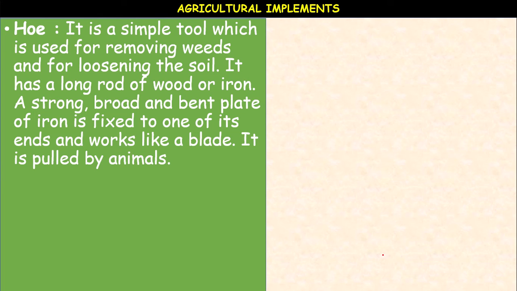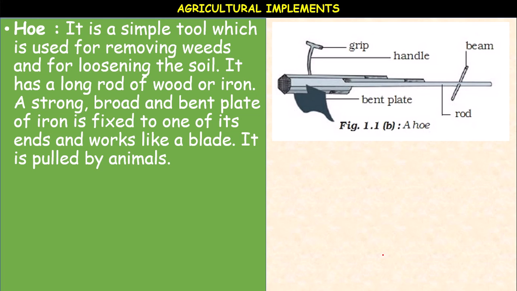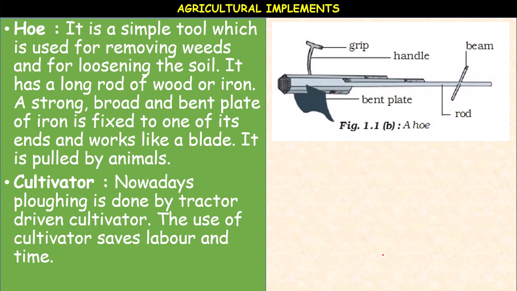It has a long rod of wood or iron. A strong, broad and blunt plate of iron is fixed to one of its ends and works like a blade. It is pulled by animals. This is the hoe. Hoe is having a grip, a handle, beam, rod, a bent plate, etc.